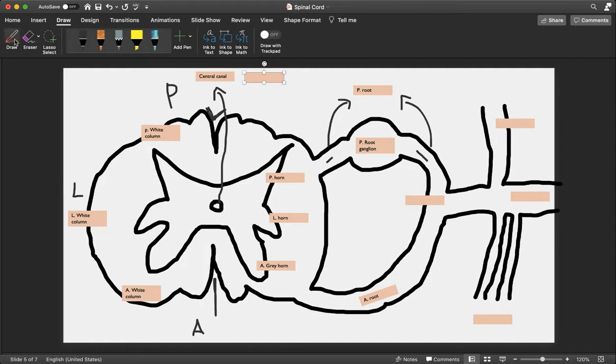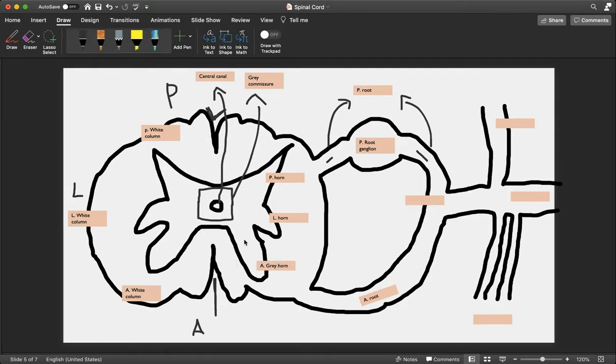Now, because we can't have any portion of gray matter unlabeled, we have this structure surrounding the central canal. I'm just going to make it a square. This is called the gray commissure. So that is the gray matter surrounding the central canal. Can't leave anything unlabeled.